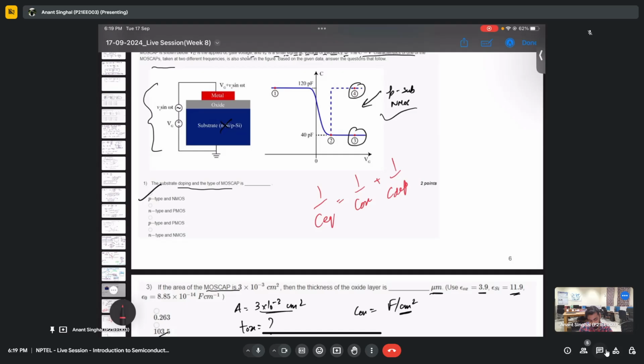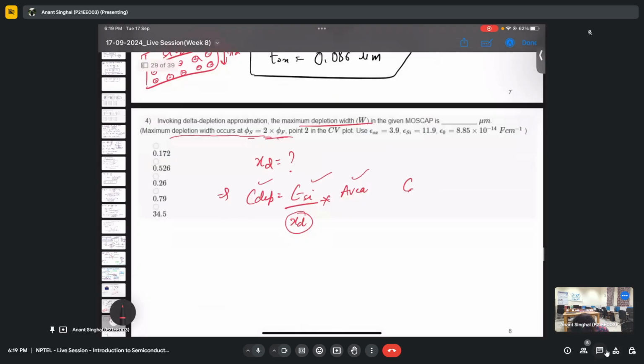Yes, sir. So C equivalent is 40, you are saying, and C oxide is 120. C depletion you can calculate. If you are able to get this, then it is very good. So C depletion will be 120 times 40 upon 120 plus 40.